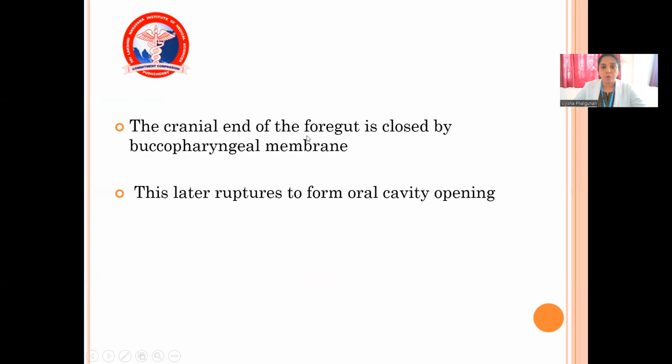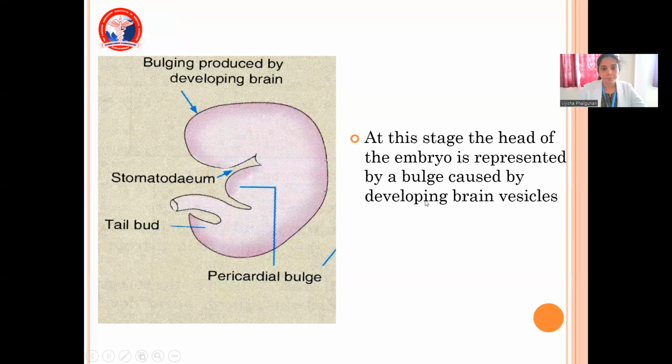The cranial end of the foregut is closed by buccopharyngeal membrane. Yes, buccopharyngeal membrane is a membrane which is a precursor of your oral cavity. In fact, this buccopharyngeal membrane later during the development of the embryo gets disintegrated. Hence, your oral cavity, or the connection between the external environment and the developing embryo, is established. This later ruptures to form the oral cavity opening.